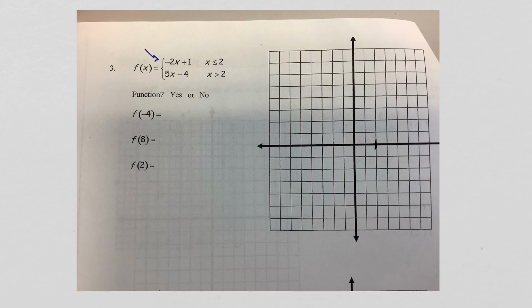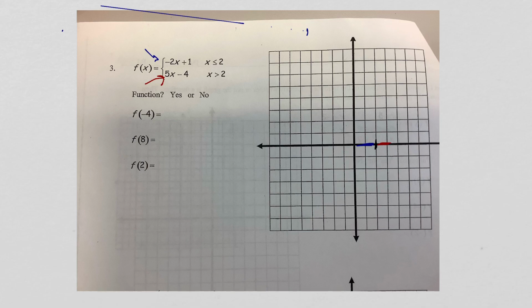And then I'm going to look at that one, which is negative 2x plus 1. And notice that is when x is less than or equal to 2. So I'm going to take my blue and draw it right here. And that's just so I can keep track of it. And then I'm going to take red, 5x minus 4. And that is when x is greater than 2. So that's going to be this side of it. So I'm going to draw a little line like this.